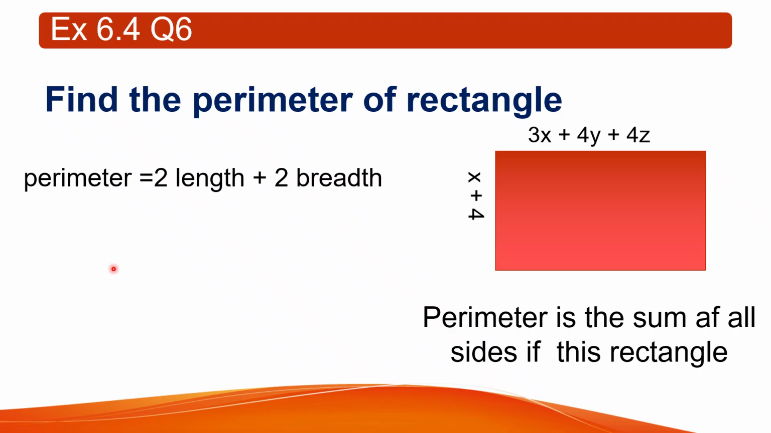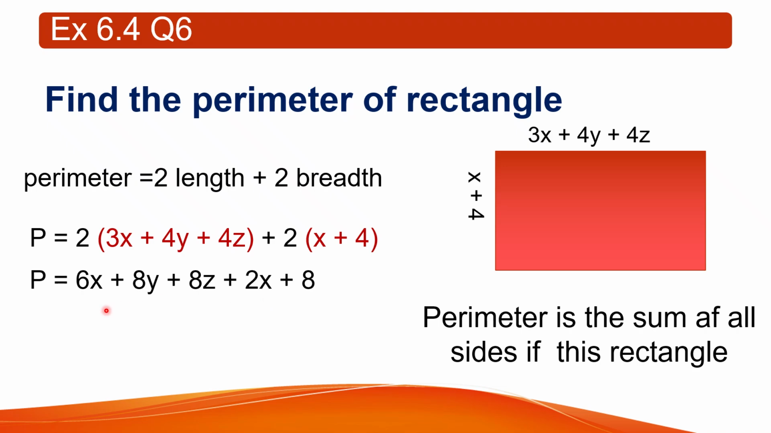So let's put the values of length and breadth in the formula. We get 2 into length plus 2 into breadth or width. Now let's multiply. These 2 will be multiplied by each term in the expression. Like 2 into 3 is 6x, then 2 into 4 is 8y, then 2 into 4 is 8z, here plus 2 into x is 2x, then 2 into 4 is 8. So as you can see, we now have 6x plus 8y plus 8z plus 2x plus 8.